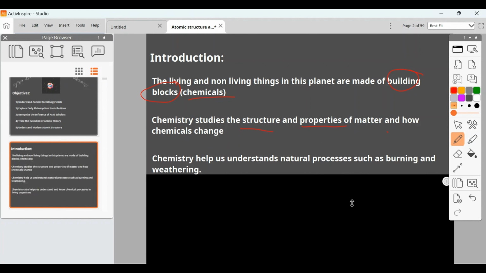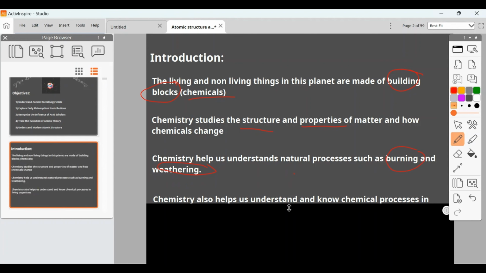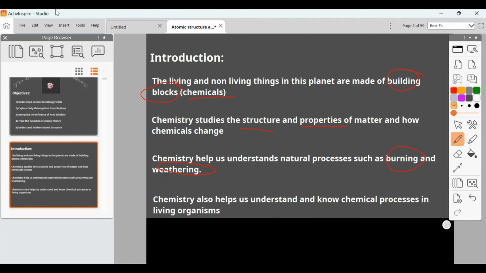Chemistry helps us to understand processes like burning and weathering. These are natural processes. Chemistry is trying to figure out how these processes happen and why they happen. Chemistry also tries to understand the chemical processes in living organisms, not only in natural processes.